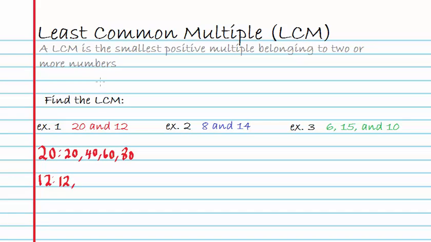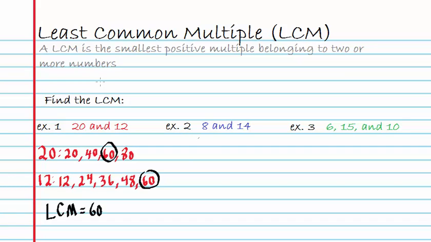12 times 1 is 12, 12 times 2 is 24, times 3 is 36, then 48, and my next multiple is 60. So here we have the least common multiple. 60 is a part of both of these sets. It's the smallest multiple that's a part of both sets. So for example 1, my least common multiple is 60.